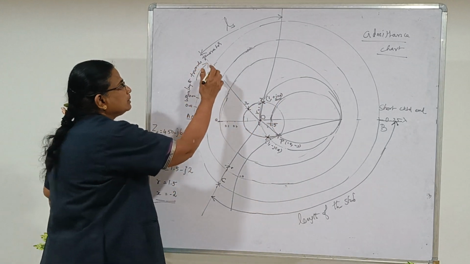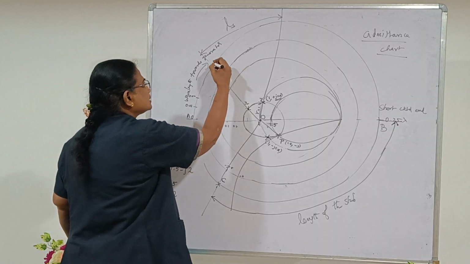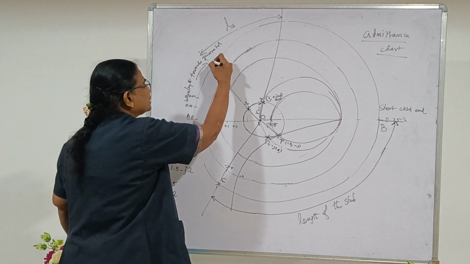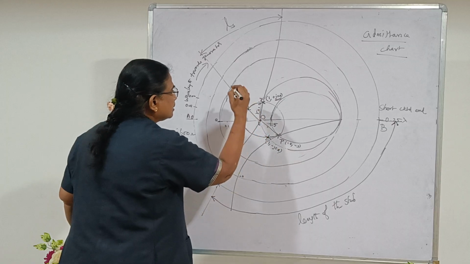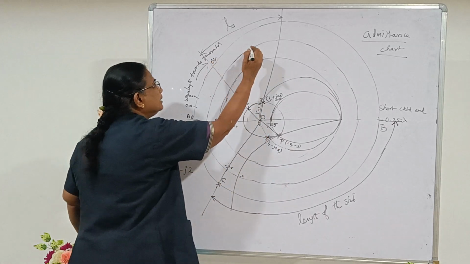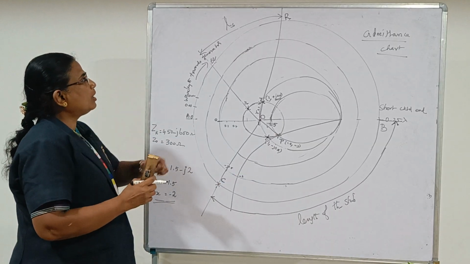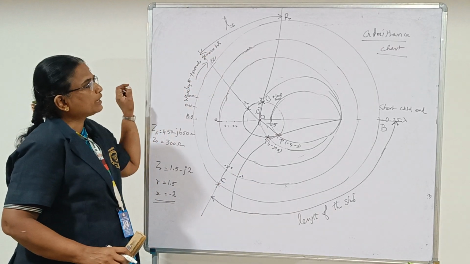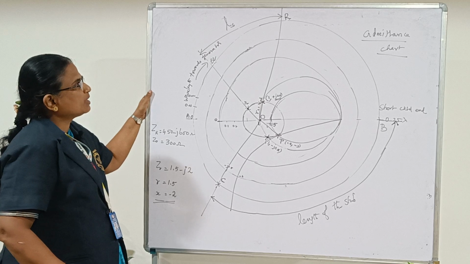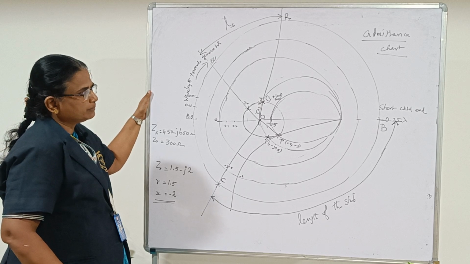And to designate these two points, this is P, sorry, already P we have used, so Q and R. So the distance between Q and R gives the location of the stub, or the position of the stub.